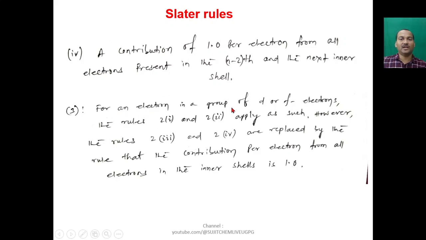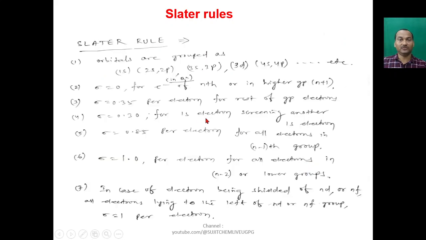So for an electron in a group of d or f electrons, rules 2i and 2ii apply as such. However, rules 2ii, 3 and 2iv are replaced by the rule that the contribution per electron from all the electrons in the inner shell is 1.0. So these are called Slater's rules. So now we can summarize here.